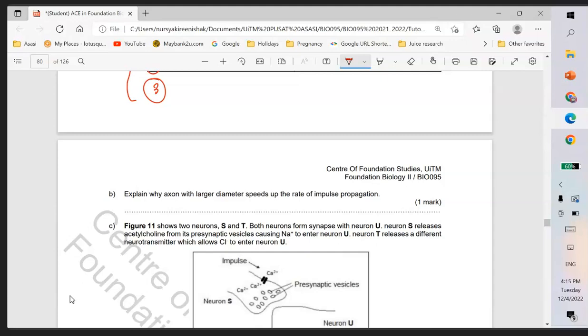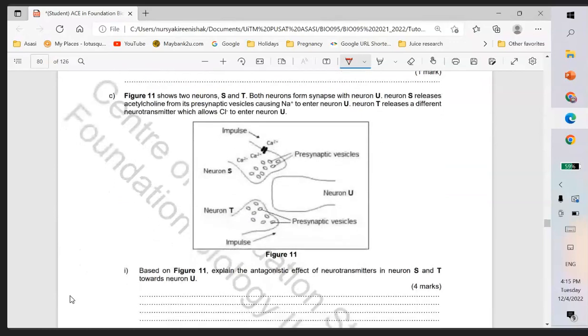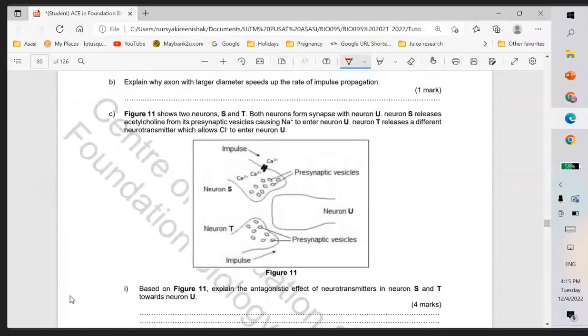Okay, so the axon with larger diameter, lagi besar axon size diameter dia, lagi banyaklah ruang untuk ion to flow, kan? So less resistant to the flow of ion or to the flow of current in the axon. Alright. So mesti ada perkataan less resistant, okay? Less resistant to the flow of current or to the flow of ion. Okay. So the next question, Hanan, Alpha. Okay. Question C.